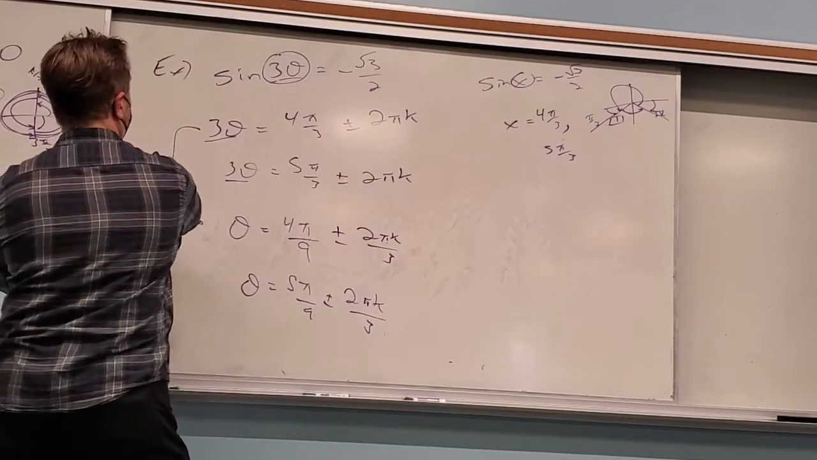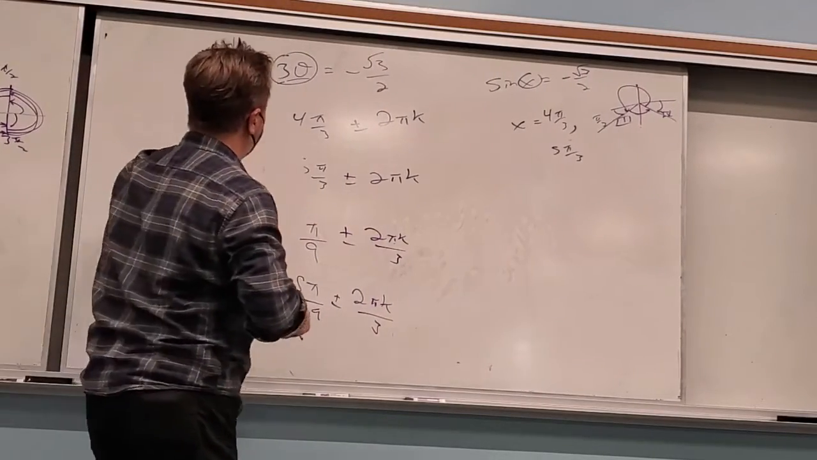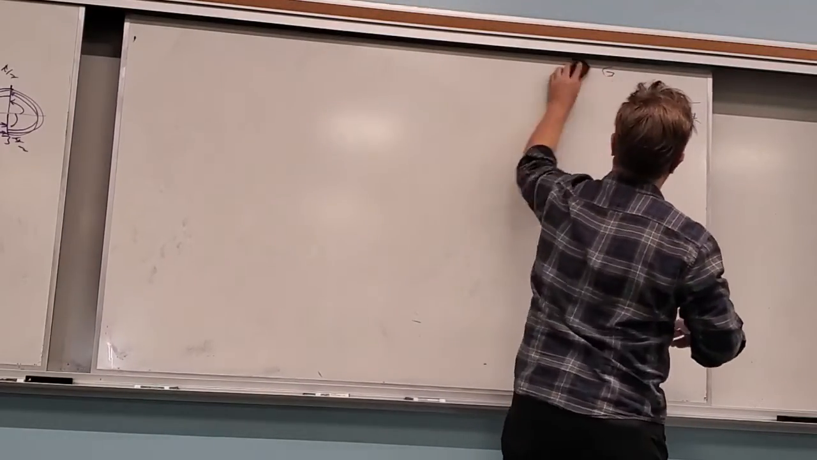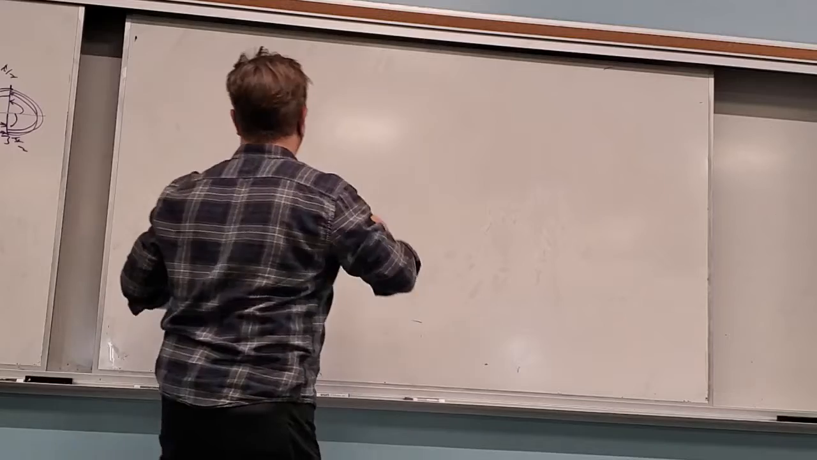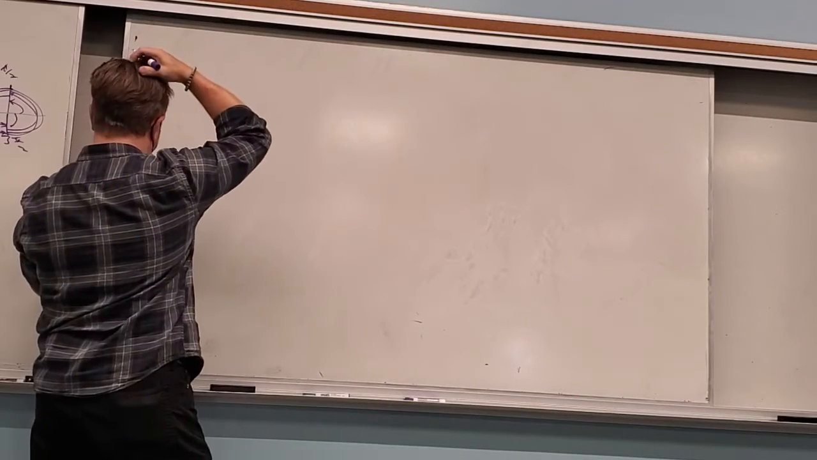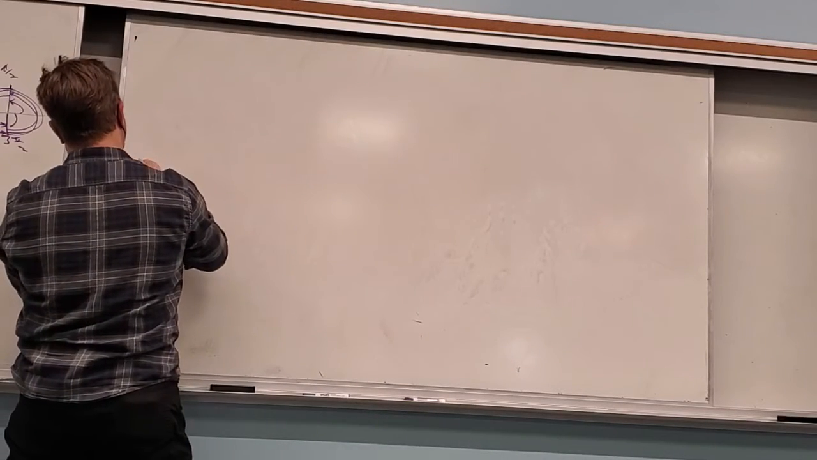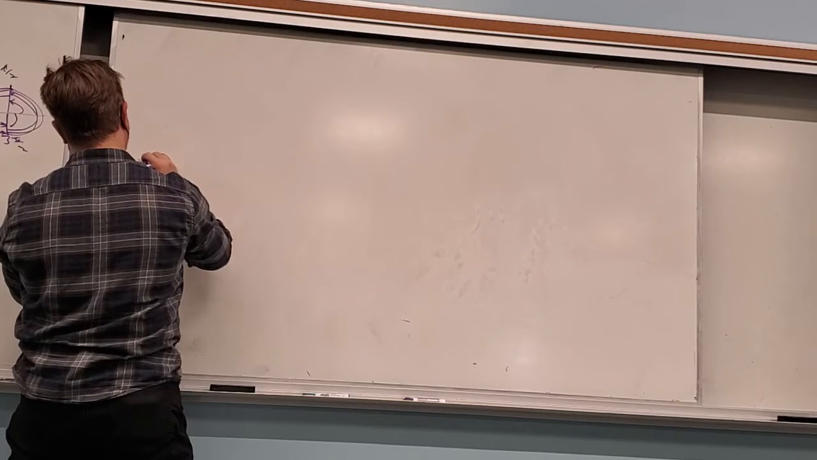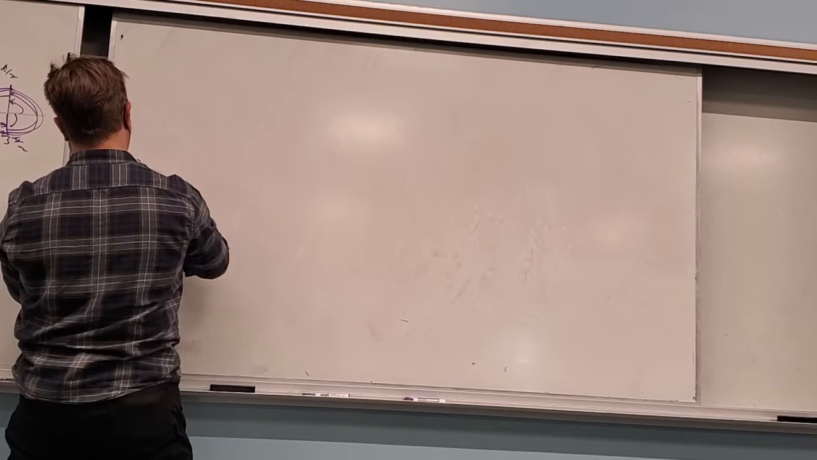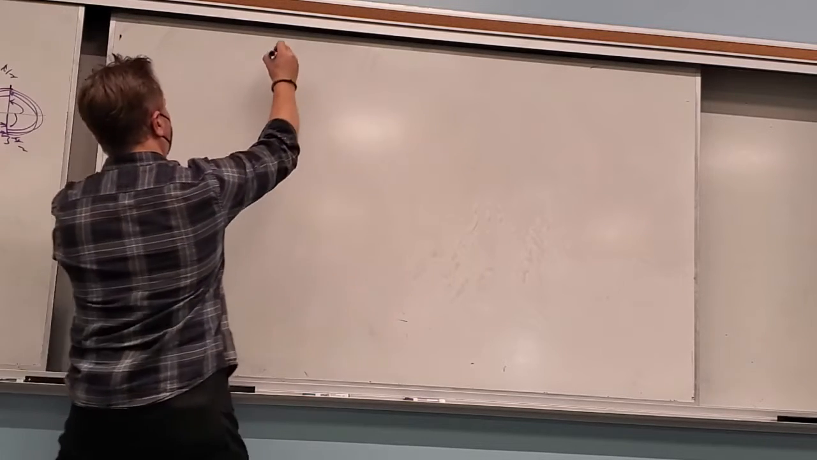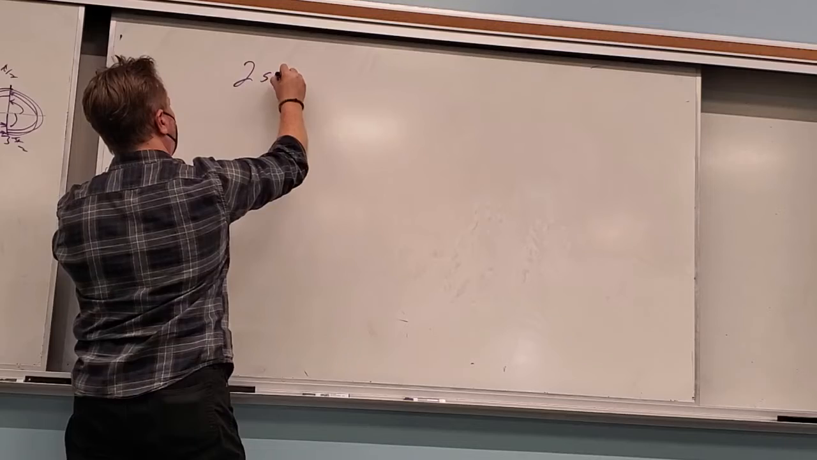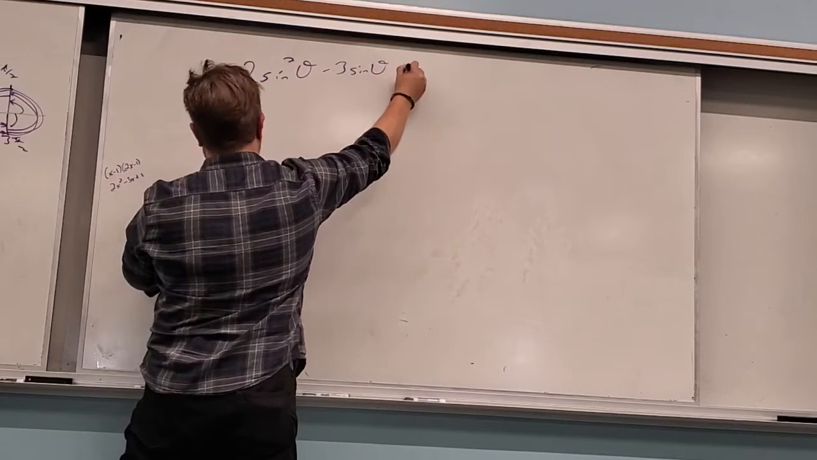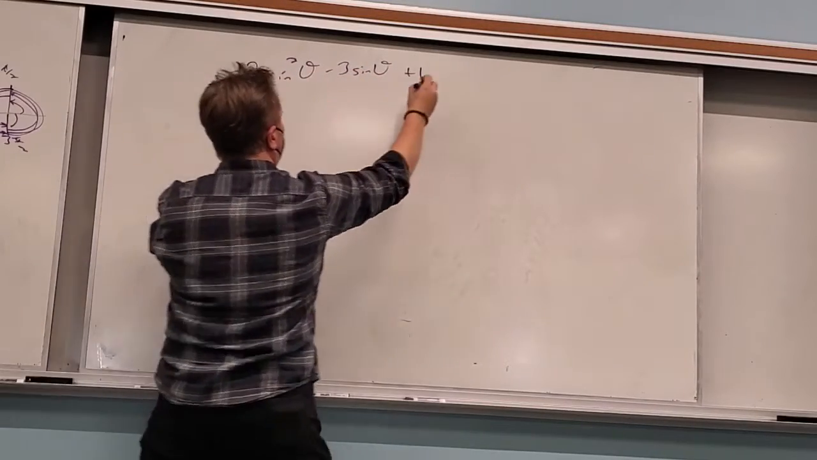All right, last example, I think, and then I'll let us out a little early. Maybe, when we think about it, I might want to do one more thing. All right, let's see. I've got to think for a second. Do it live. Okay. So what if I had 2 sine squared theta minus 3 sine theta plus 1 equals 0.